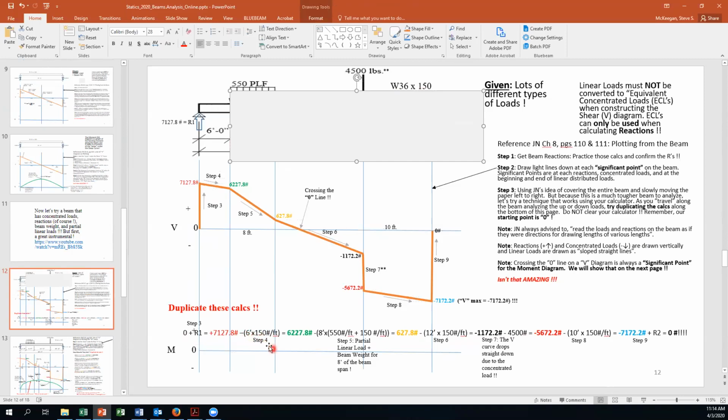Okay, now that value is what? 6 times 150 is, it's going to drop 900 pounds over this 6 foot span. So you're really saying that this value minus that 900 pounds equals this value.